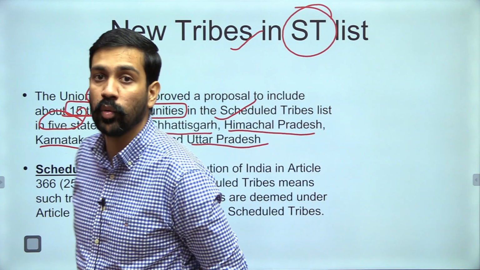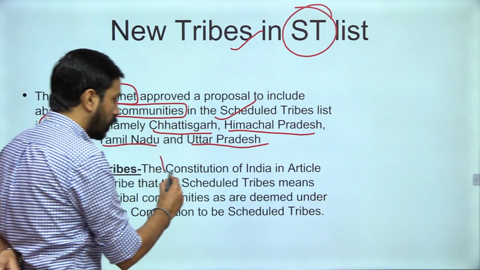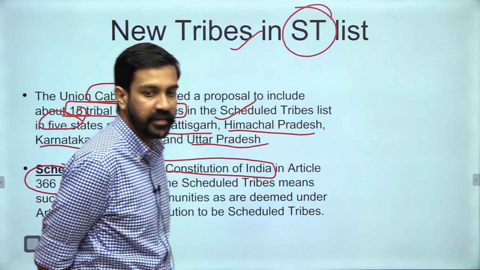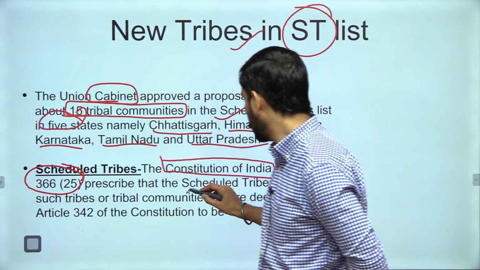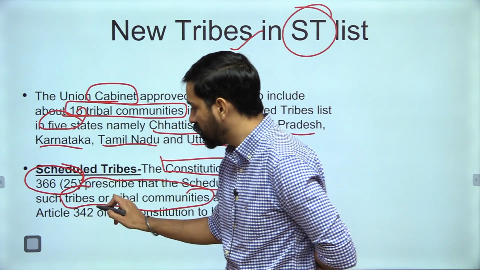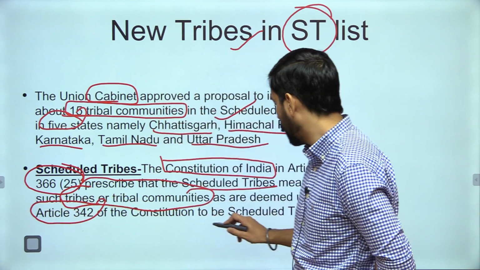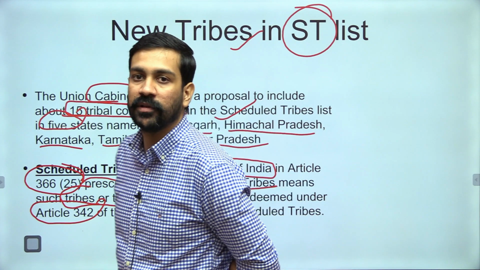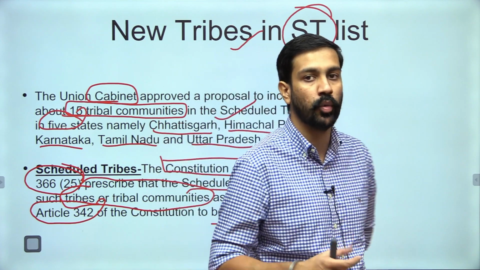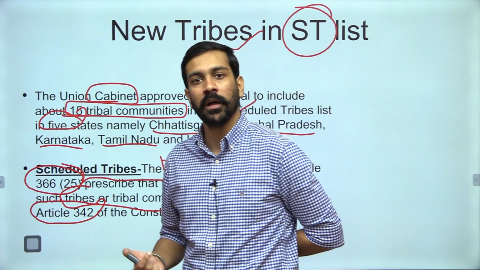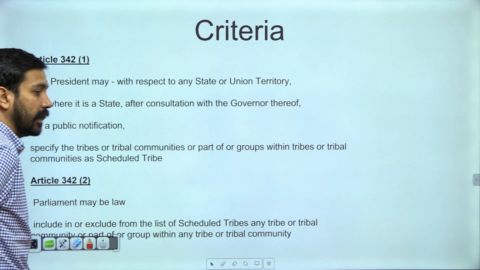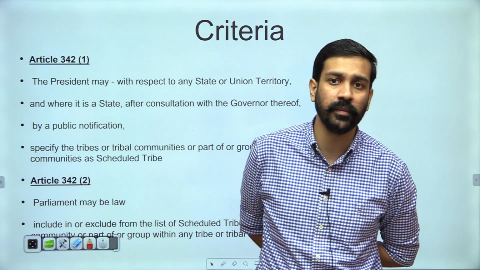First of all, who are scheduled tribes? The Constitution of India, in its Article 366 clause 25, prescribes that scheduled tribes means such tribes or tribal communities as mentioned in Article 342 of the Indian Constitution. Those tribes who find a mention in Article 342 of the Constitution will be deemed to be known as the scheduled tribes of the country. Moving forward, what is the criteria that is necessary with respect to our prelims exams?